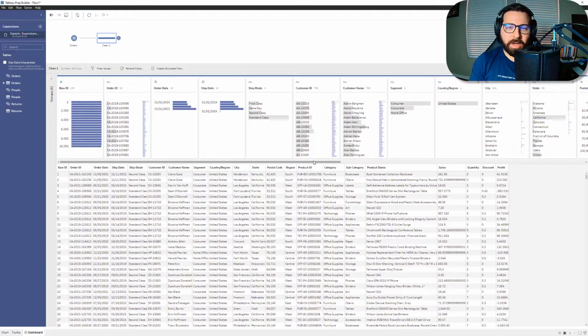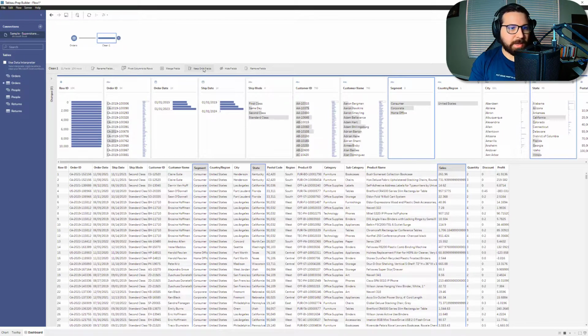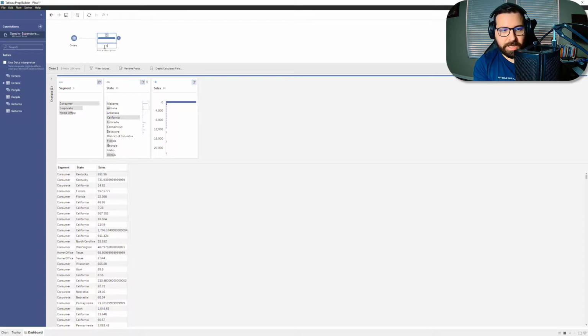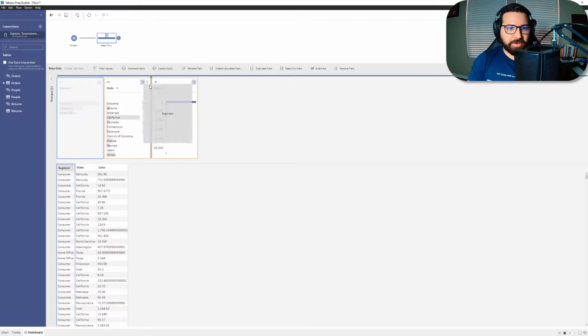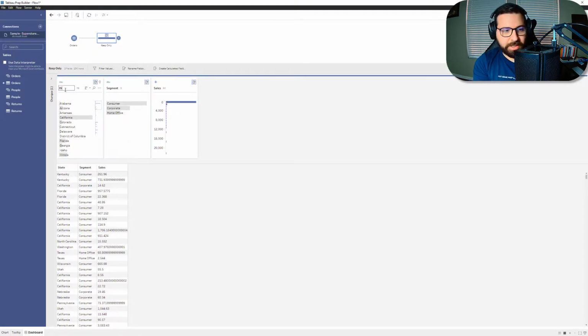In our ternary plot, each state is going to be plotted against where it's weighted on each of those segments. So I just need that segment, and again, we're going to break it down by state. For my metric, we're going to use sales. I only need those 3 fields, so I'm going to say keep only. Now I'm going to rename this to dimension, and I'm going to rename this to metric. And so we've got that done.